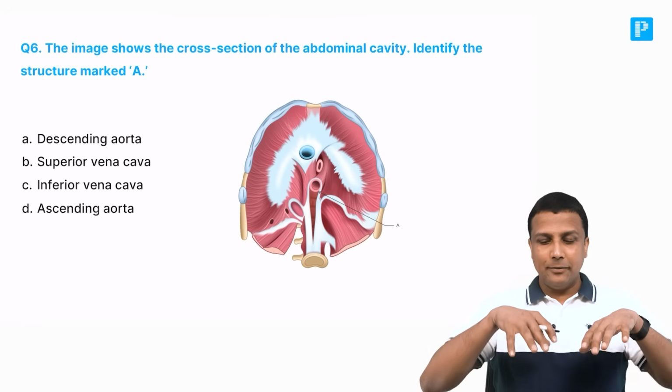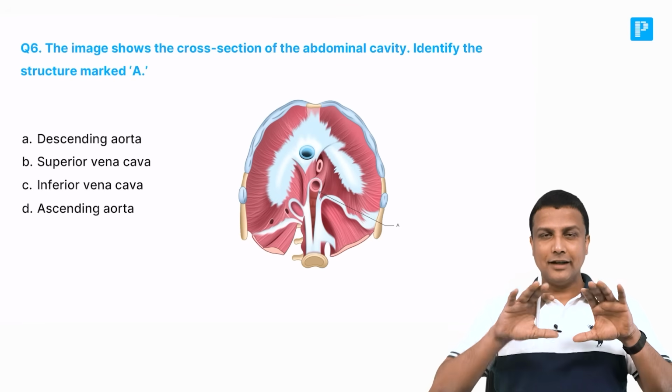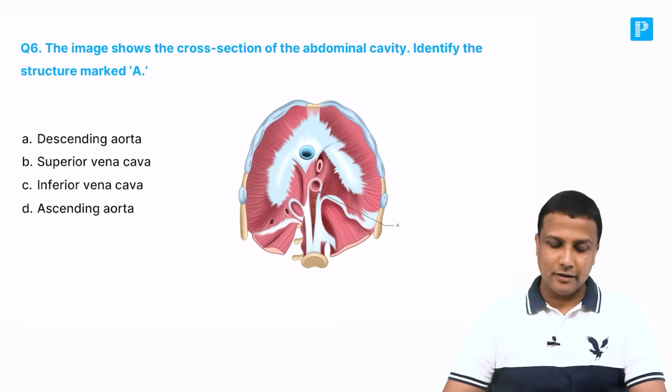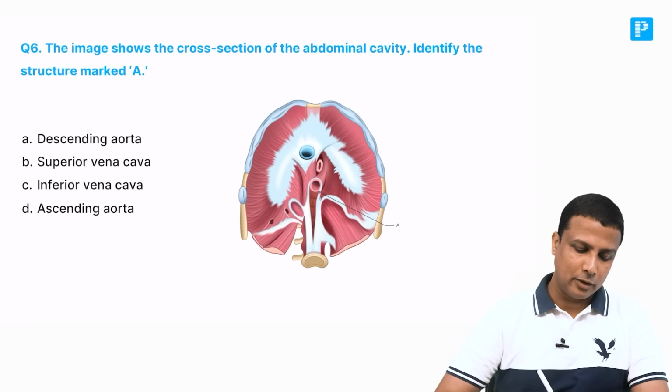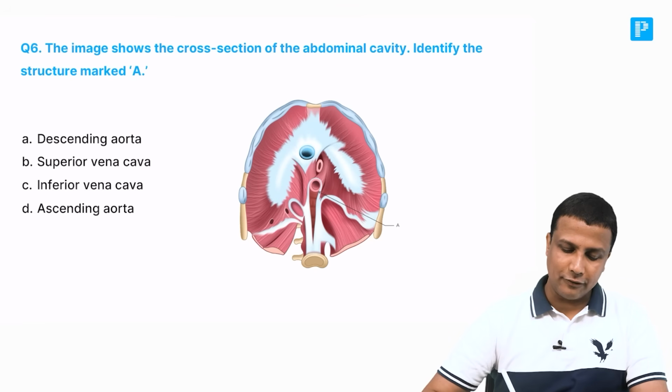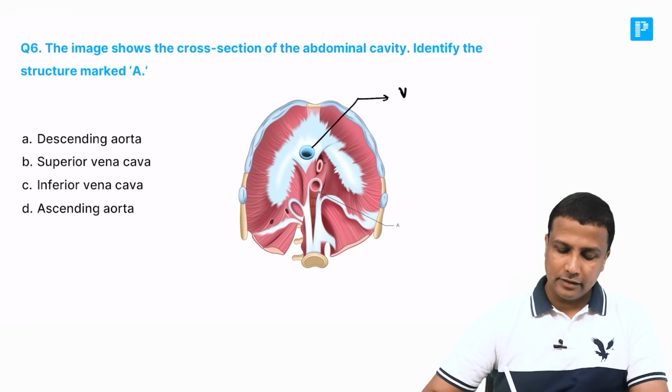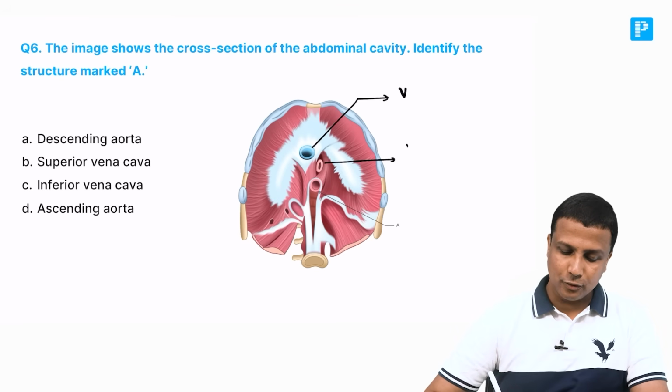Diaphragm will be dome shaped and we have actually lifted it like this and we are seeing from below. And in the diaphragm, there are 3 major openings and those 3 major openings we remember with the mnemonic Voice of America. So, this one here will be the vena cava opening. This one here will be the esophageal opening. And finally, this opening here will be the aortic opening.